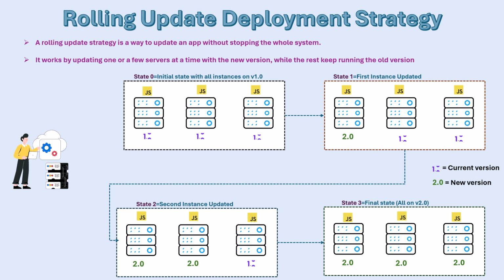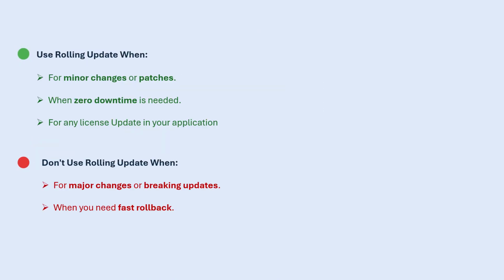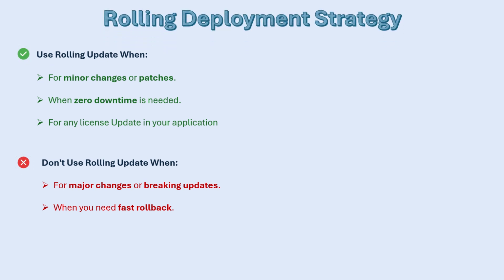In the next slide, we will be discussing the advantages, when to use, and when not to use the rolling update strategy. So we can use rolling update when you are pushing minor changes and when zero downtime is a must. When you are applying something like license updates that don't affect any core functionality, in these scenarios, you can use rolling update. But we should not use rolling update for any major changes or any breaking updates.